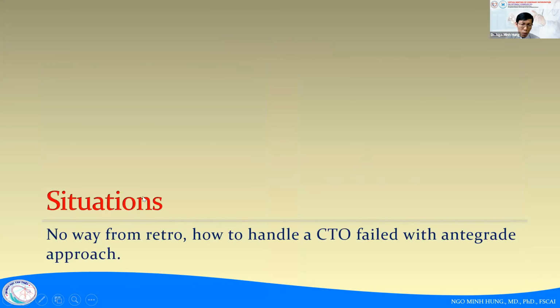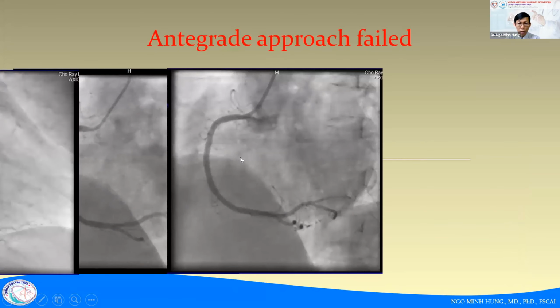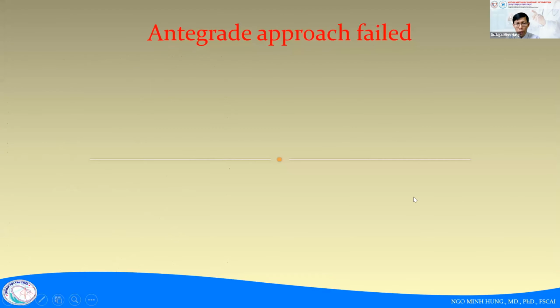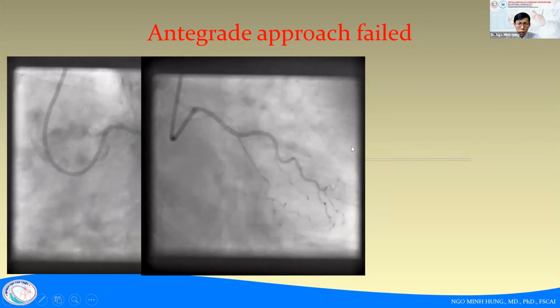Another situation that I want to mention is that sometimes we don't have collateral for the retrograde approach. So how do we handle a CTO that has already failed with the antegrade approach? This is a patient with acute inferior myocardial infarction, and we had already opened this lesion. Another lesion is the CTO on the left side, a CTO of the LAD, but the distal left main has minor disease. The circumflex also has minor disease.